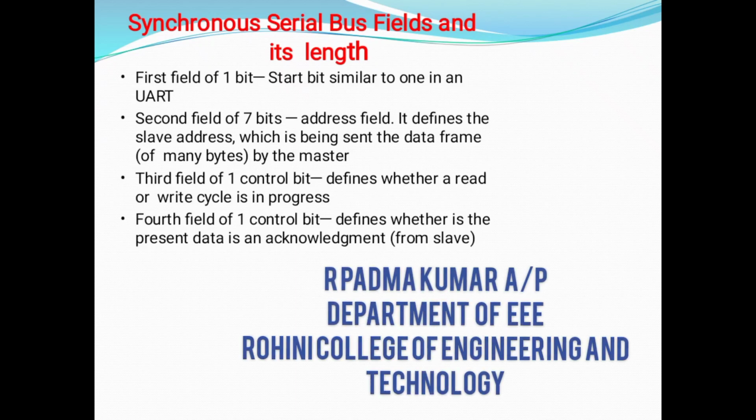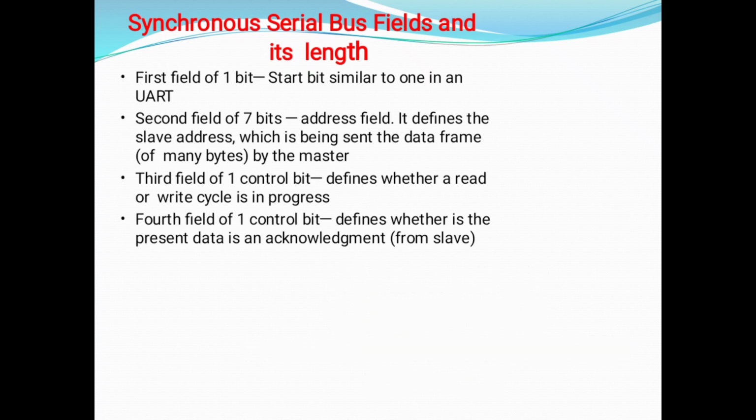Synchronous serial bus fields and their groups of n length. The first field of 1 bit is the start bit, similar to that of a UART. The second field is a 7-bit address field. It defines the slave address to which the data frame of many bytes is being sent by the master.